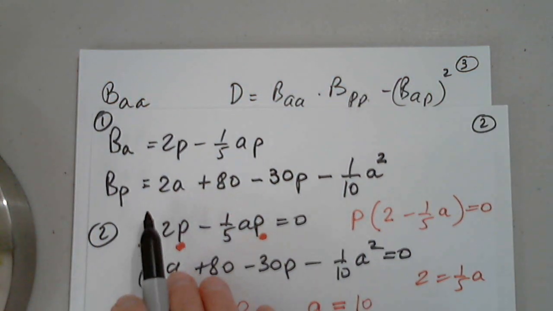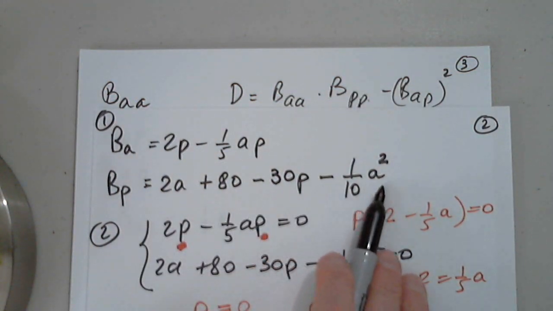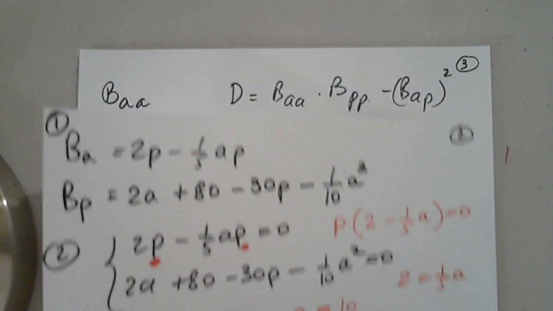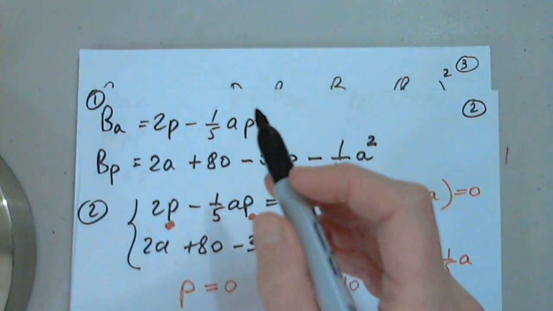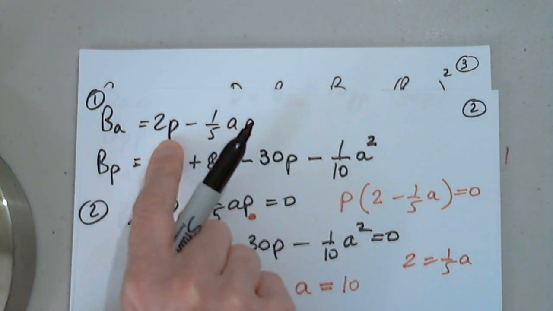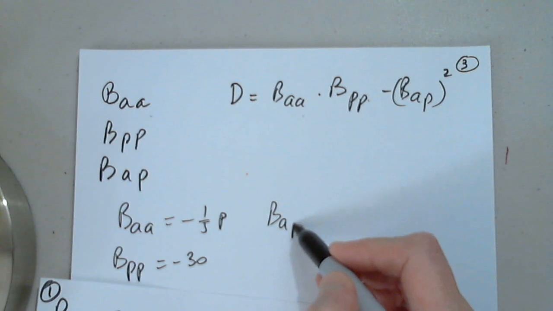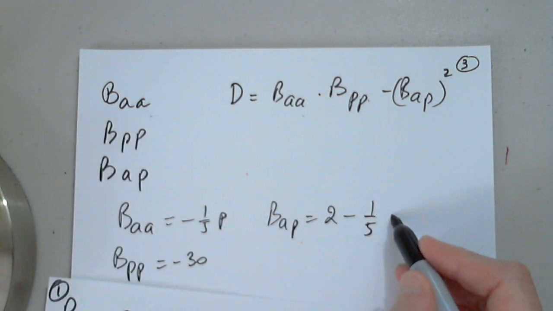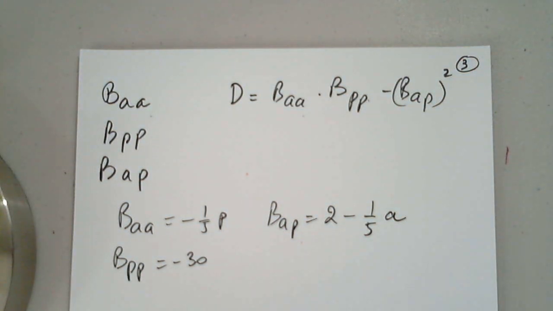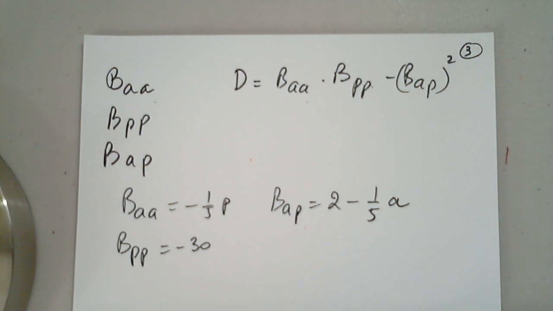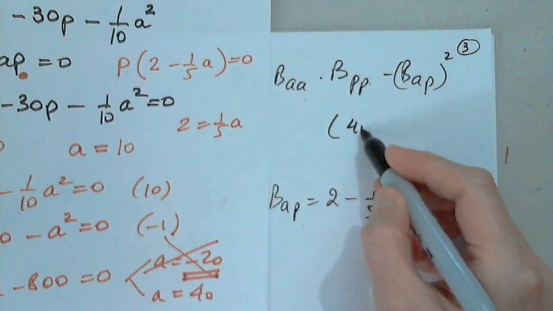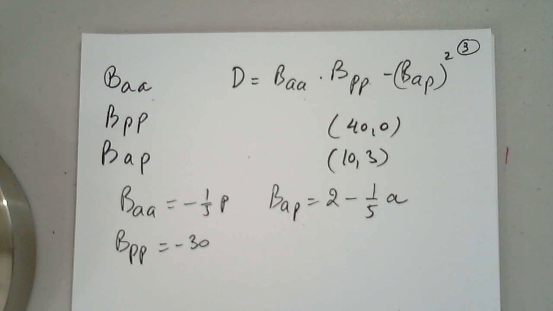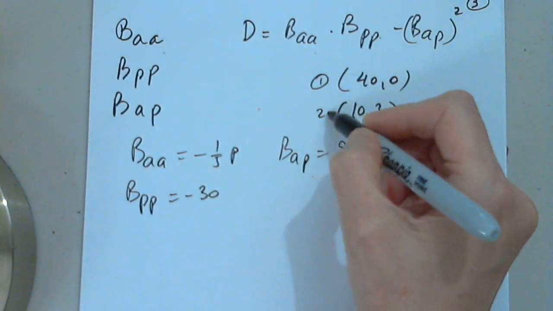Now BPP. -30. So with respect to P, yes, there is only negative 30. Excellent. And now BA with respect to P. With respect to P, we get 2. And with respect to P, we get negative 1/5 A. Okay, let me also copy here so it was 40, 0 and 10, 3. So this is number 1 and this is number 2.